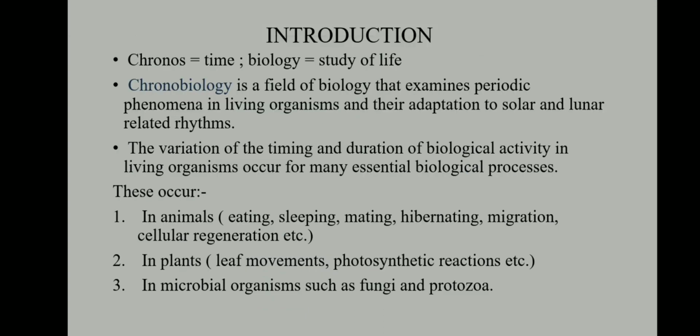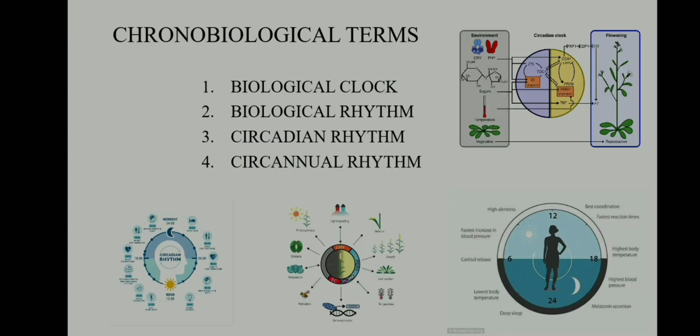Introduction. Chronos means time, biology means study of life. Chronobiology is a field of biology that examines periodic phenomena in living organisms and their adaptation to solar and lunar related rhythms. The variation of the timing and duration of biological activity in living organisms occur for many essential biological processes. These occur in animals, for example, eating, sleeping, mating, hibernating, migration, cellular regeneration, etc. In plants, the leaf movements, photosynthetic reactions, etc. And third one is in microbial organisms such as fungi and protozoa.